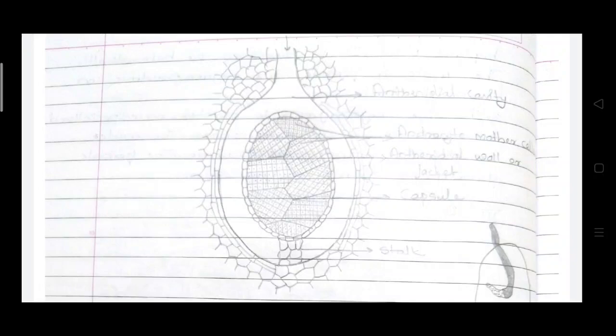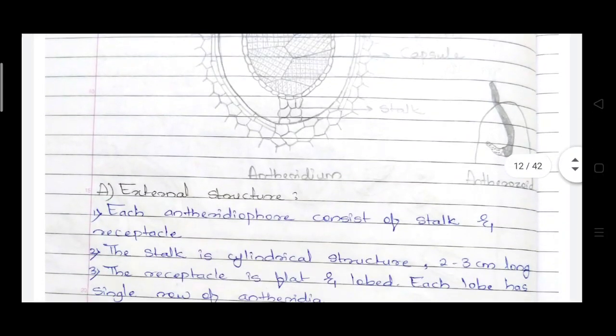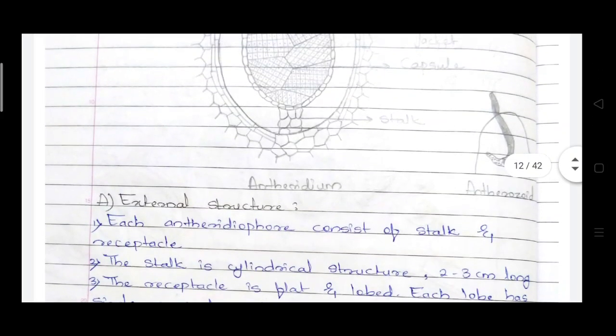So this antheridium structure is divided into a stalk and a capsule. This capsule has a single-layered jacket, which is also called the antheridial wall, and in that capsule the androcyte mother cells are present. So this is the structure of a single antheridium; you have to see it in this figure.